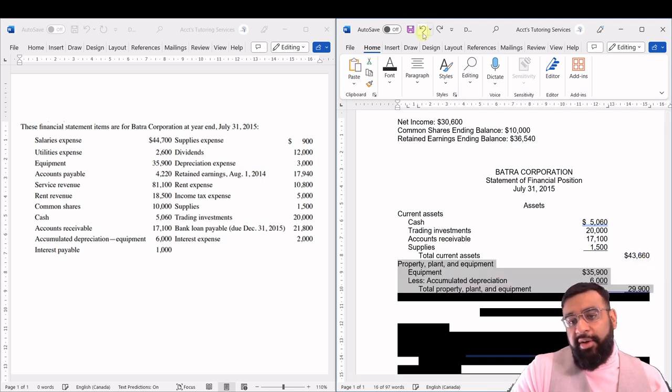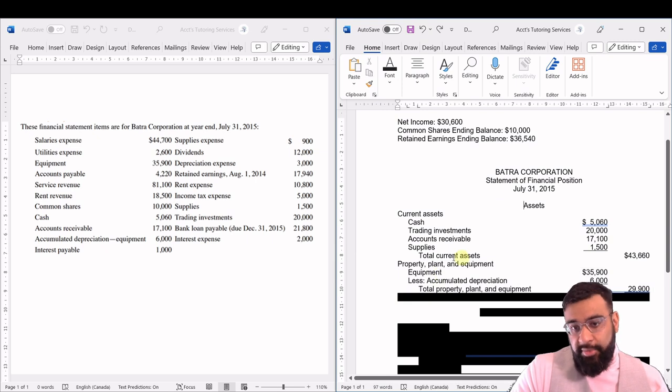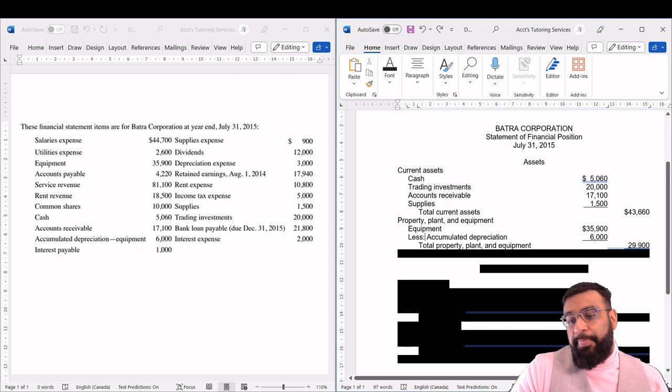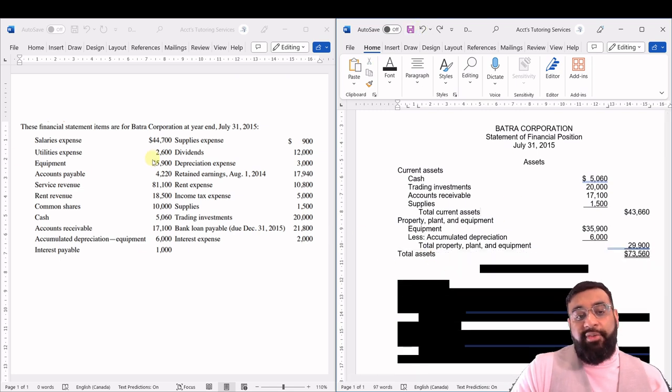So now we're going to shift our attention over to property, plant, and equipment. We have equipment, which is 35,900, subtracted by the accumulated depreciation of 6,000, which gives us the total carrying amount and also the total value of property, plant, and equipment of 29,900. Remember, this is the totals column and then the subtotals column. Then we can calculate total assets because we have no other assets now.